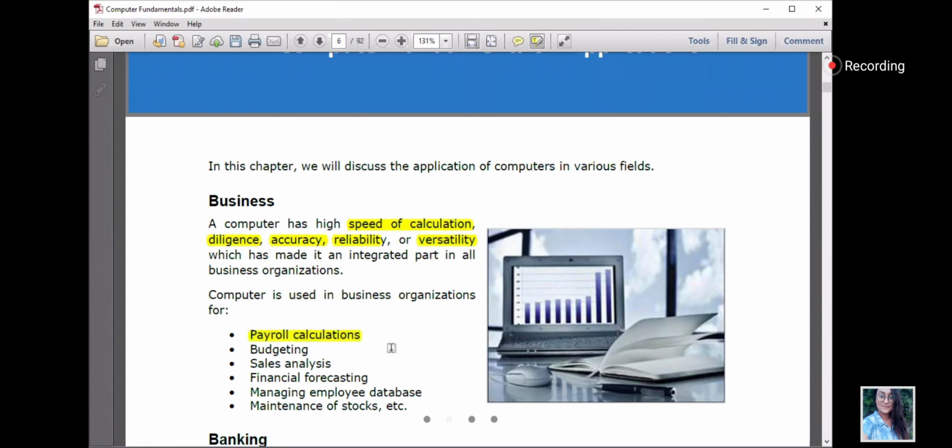Now the sectors: payroll calculation, so how much the company should pay each of the employees. Then also budgeting, how an organization should complete or calculate its budget. Then sales analysis. There are software like Microsoft Excel, where you can put the data and then you can compare.